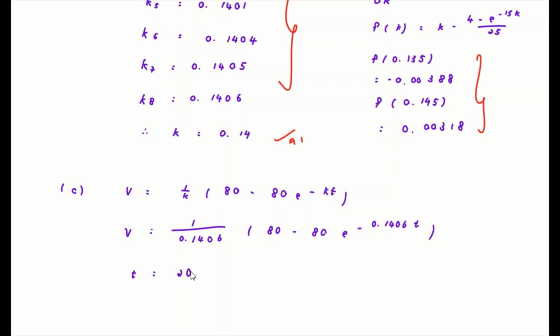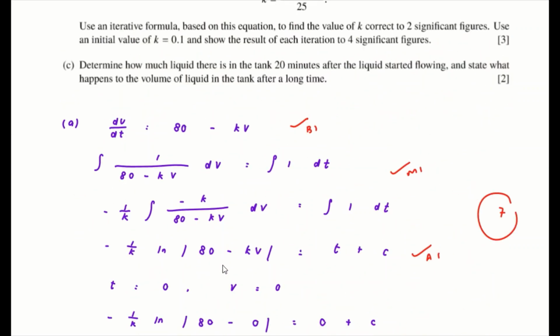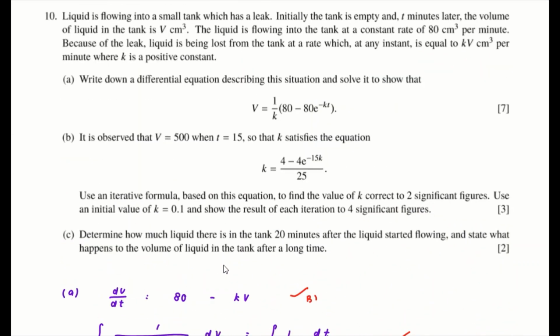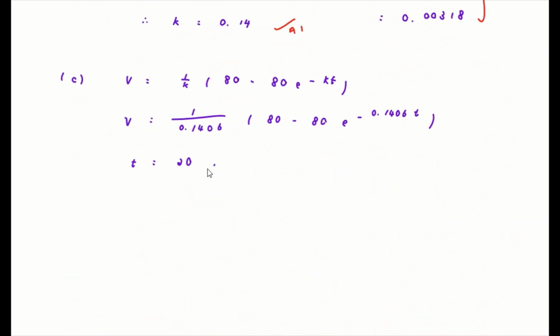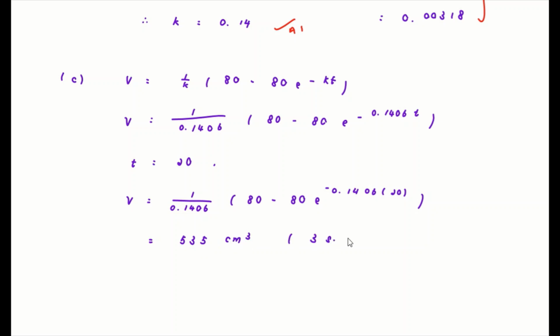So 20 minutes. Make sure you check back here, because the time in the question is per minute. So that's why we know the t here means minutes. Then we just substitute. You don't need to do any conversion. So 1 over 0.1406 times 8t minus 8t e to the negative 0.1406 times 20. Then round it to three significant figures, and you'll get 535 cm cubed. Okay, so that's the answer.